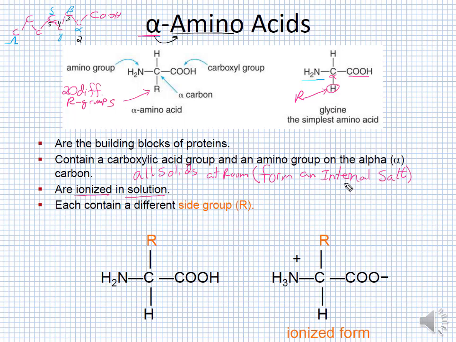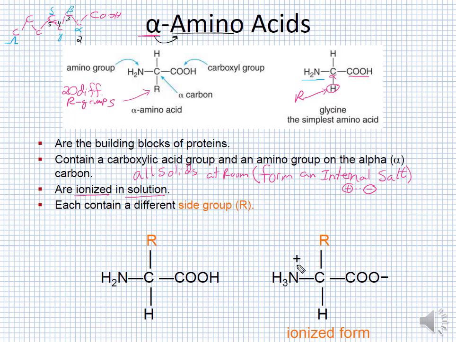The acid was hydrochloric acid. That's where the chloride came from. The base was the sodium hydroxide. That's where the sodium came from. The salt is a cation and an anion, right? So we have an ionic bond between a positive and a negative charge, right? So that's what I'm talking about, a salt. So you see that here with amino acids, right?